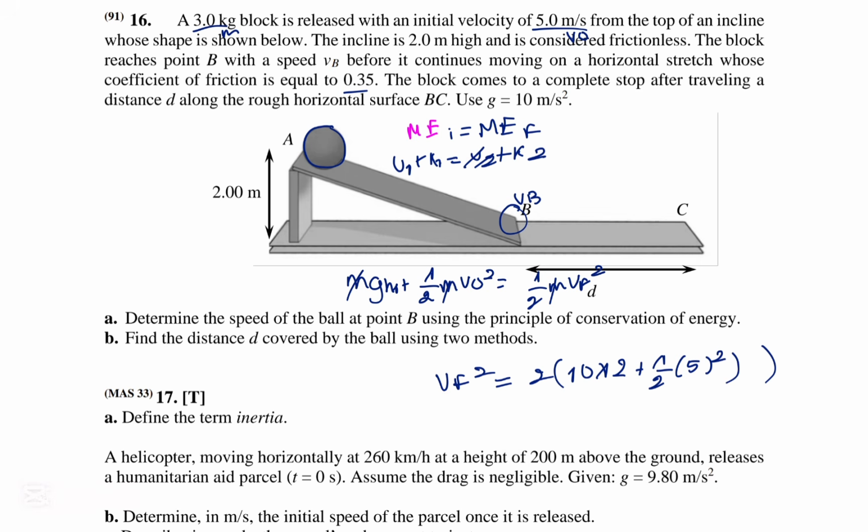So, anyways, I got 2 times 10, and don't forget to open your brackets, 2 times 10 times 2, plus 1 over 2 times 5 squared. Please do not forget your brackets, that's very important. So I got v squared is 65, radical answer. So I got v final or vb, it's 8.06 meters per second.